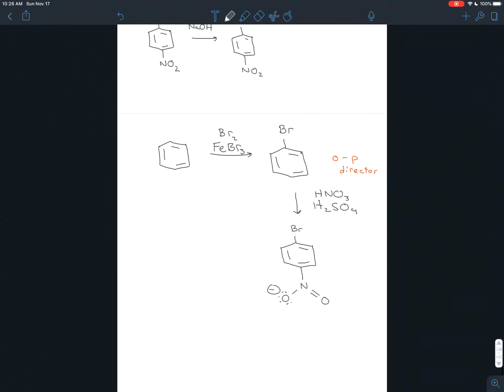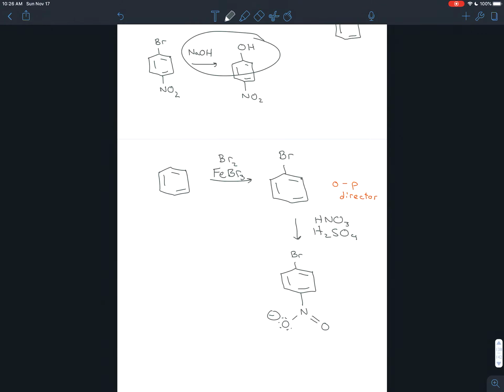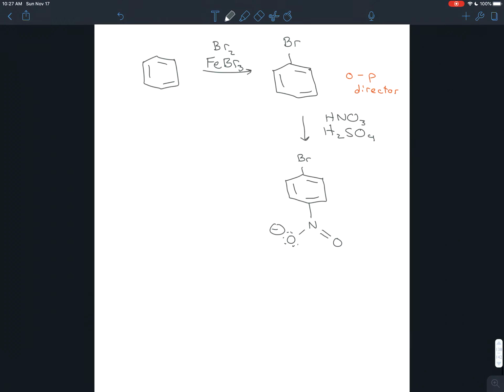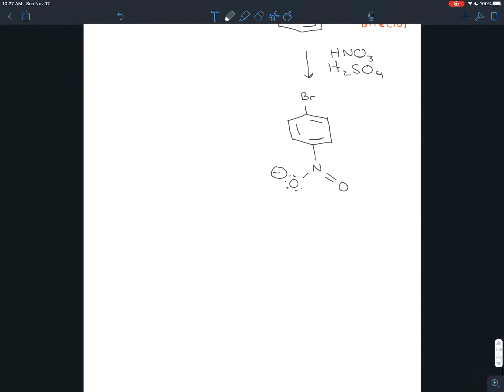Now that we have those two things on there, we can turn the bromine into an OH, do the nucleophilic aromatic substitution. So we can react this with NaOH. The OH acts as a nucleophile and kicks this leaving group off.